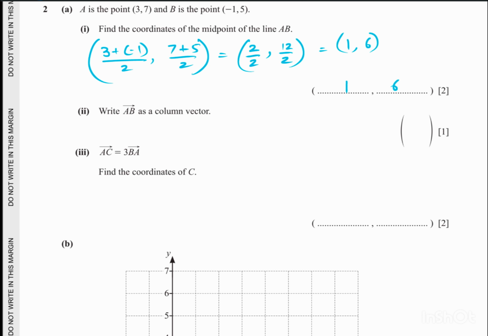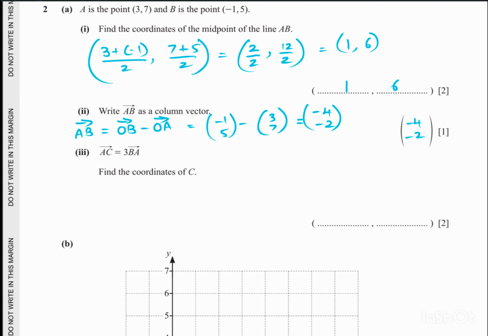So (1, 6). Question number A2. Write vector AB as a column vector. Now what is vector AB here? We have to find out first. So AB is equal to, usually we always do OB minus OA. Vector AB will always be OB minus OA. What is OB? OB is (-1, 5). If I write it as a vector, minus OA is (3, 7). So -1 minus 3 is -4. 5 minus 7 is -2. This is vector AB. So (-4, -2).